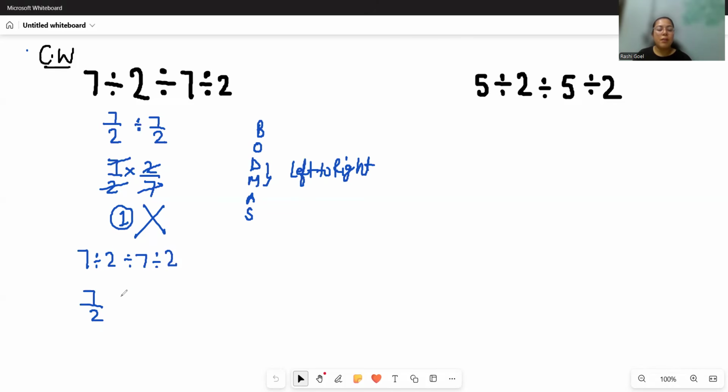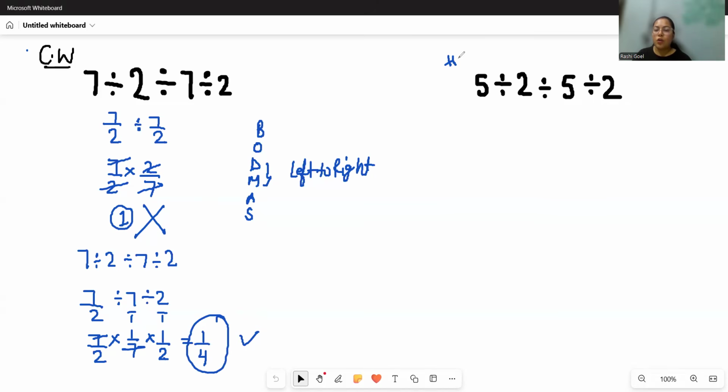So 7 divided by 2 divided by 7 divided by 2. So 7 divided by 2, this becomes multiplication. So it becomes 1 by 7, then again multiplication 1 by 2. Now we can cancel out. So the numerator is 1 and 2 times 2 is 4. So what is the correct answer? 4. Now this is your homework question.